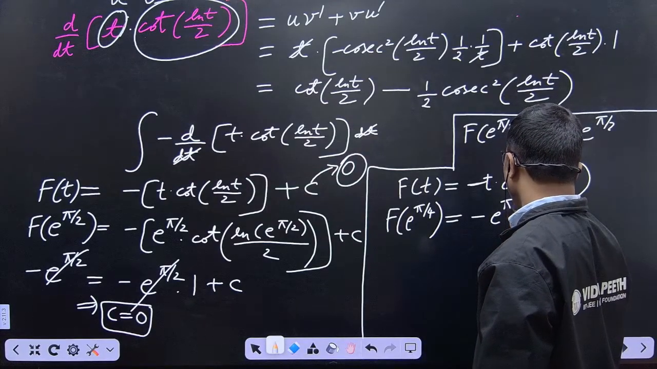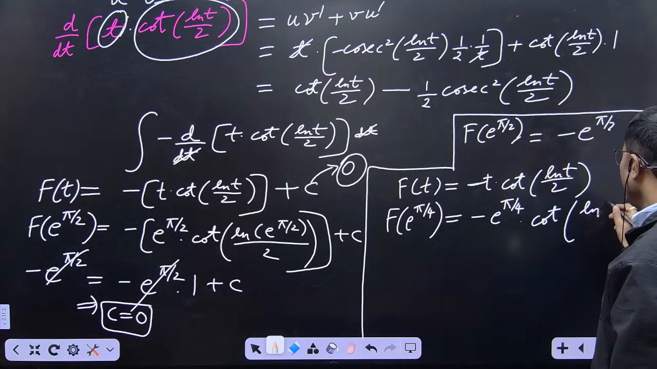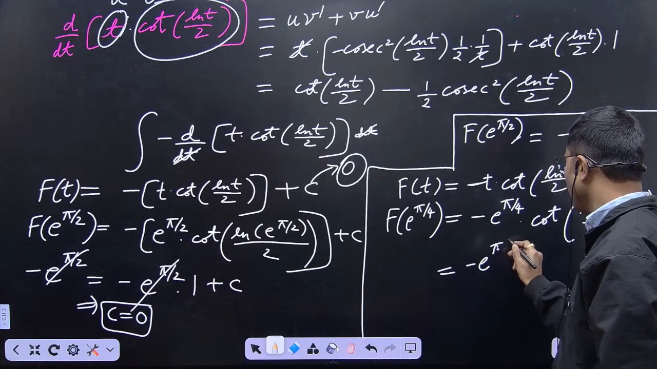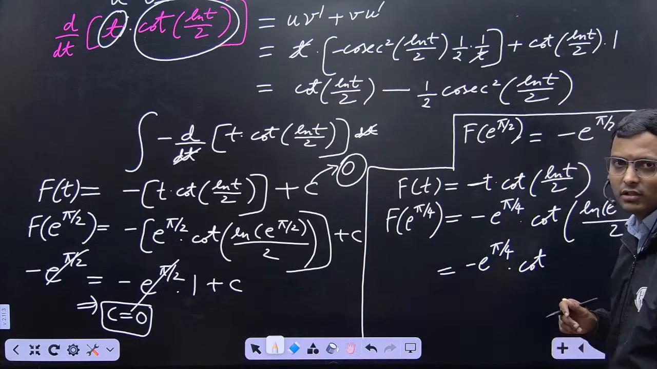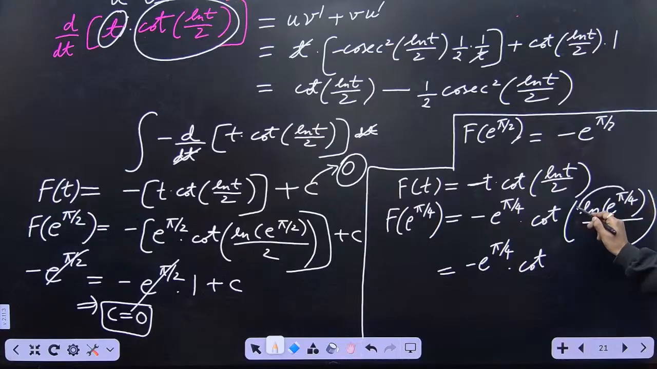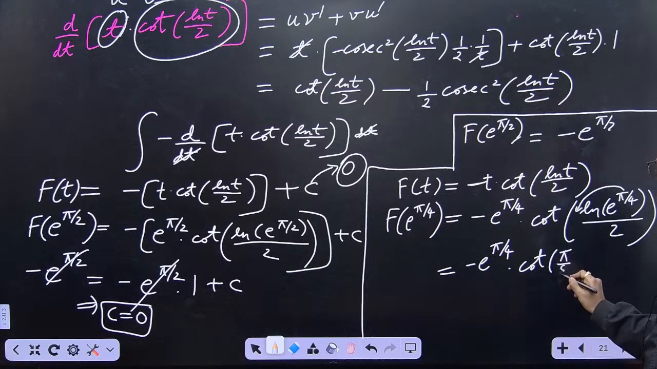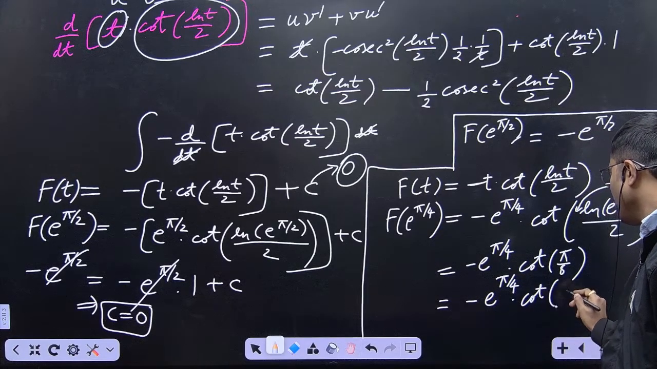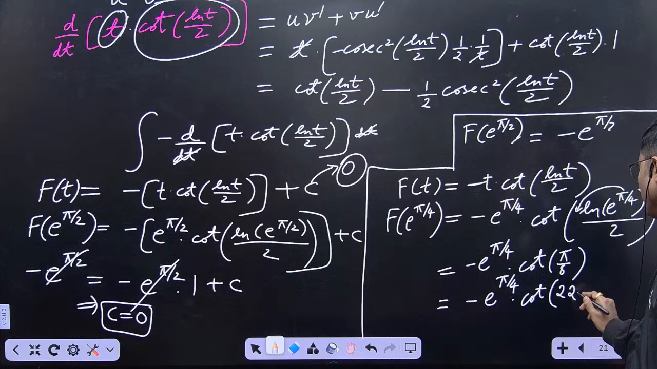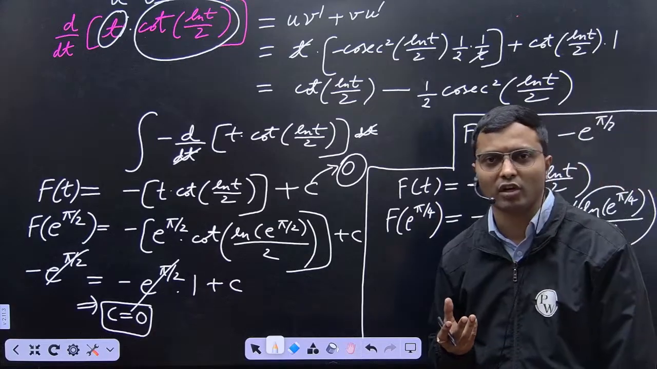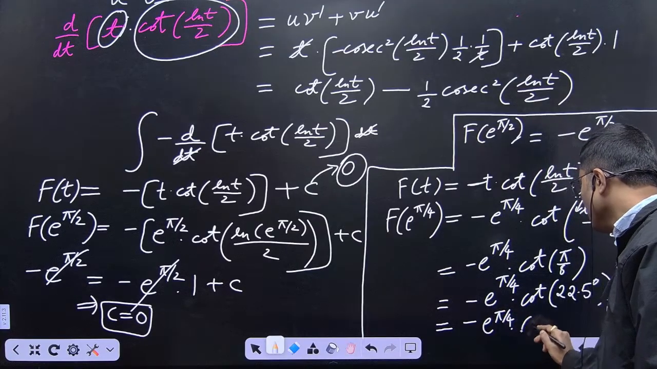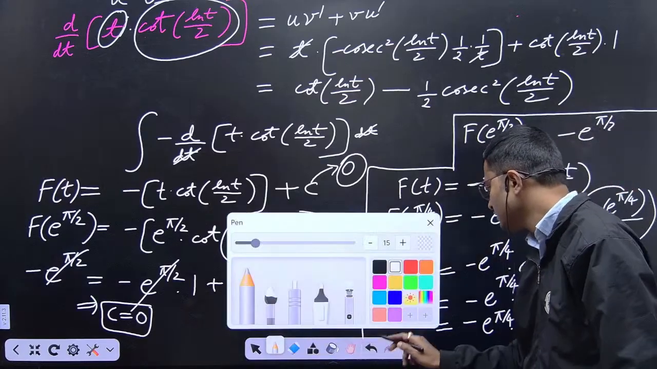Minus e power pi by 4 into cot of ln of e power pi by 4 by 2. So that is minus e power pi by 4 cot of, again logarithm of this value. This pi by 4 will come here. So pi by 4 by 2, pi by 8, cot pi by 8. Minus e power pi by 4 cot of pi by 8, that is 180 by 8, so that is 22.5 degrees. We need to remember this value, cot 22.5, that is root 2 plus 1. So minus e power pi by 4 into root 2 plus 1. This is our answer.